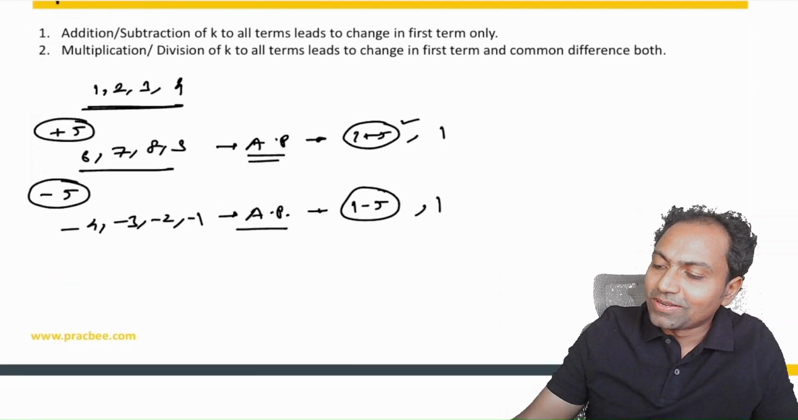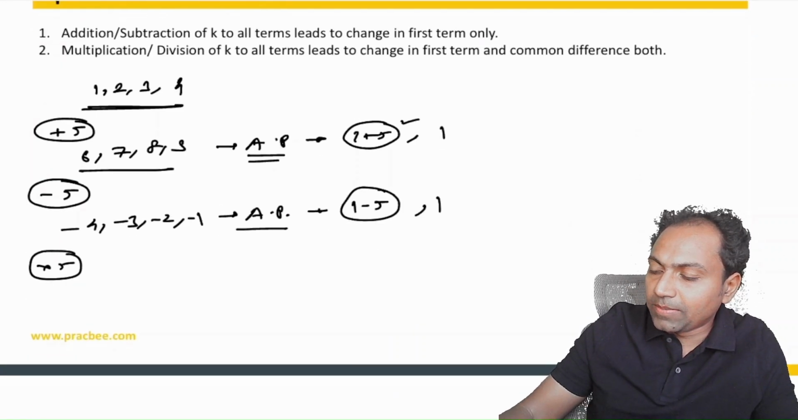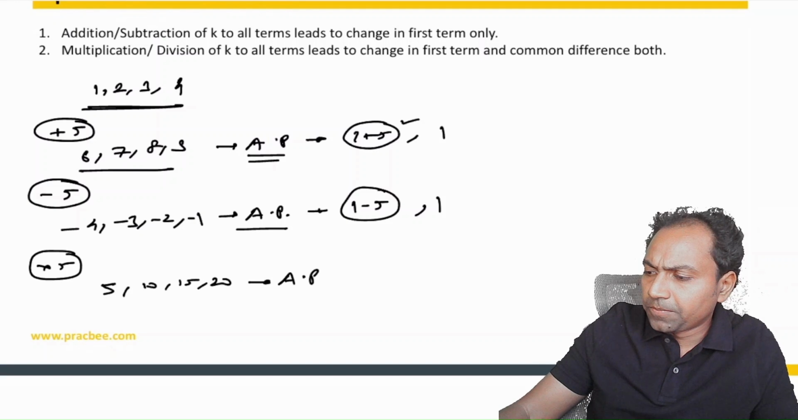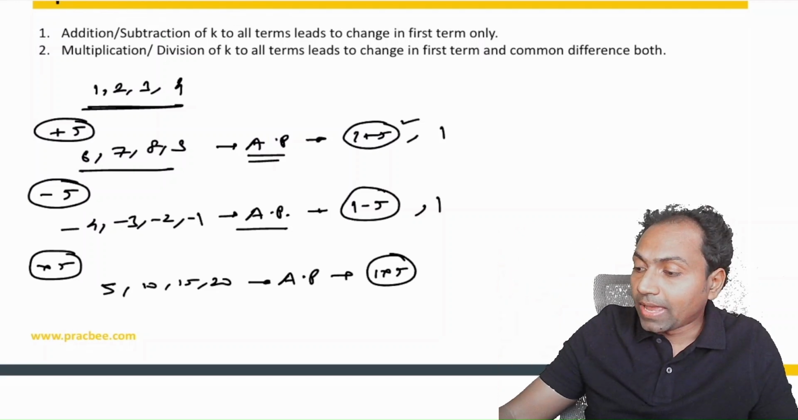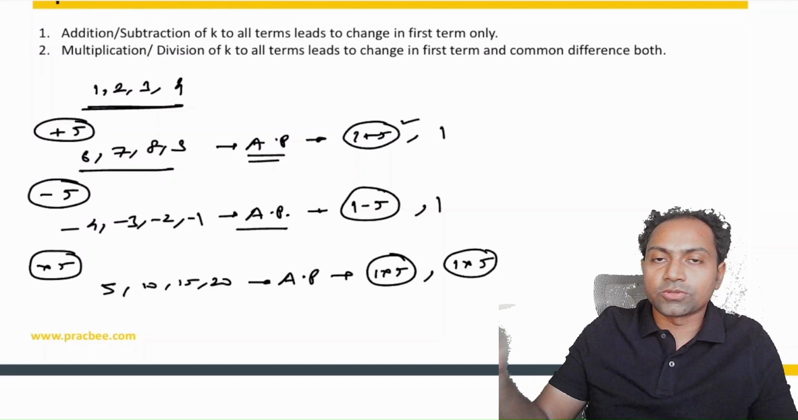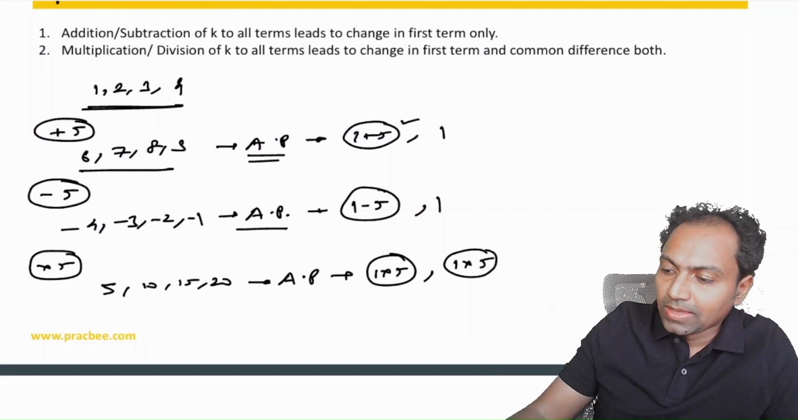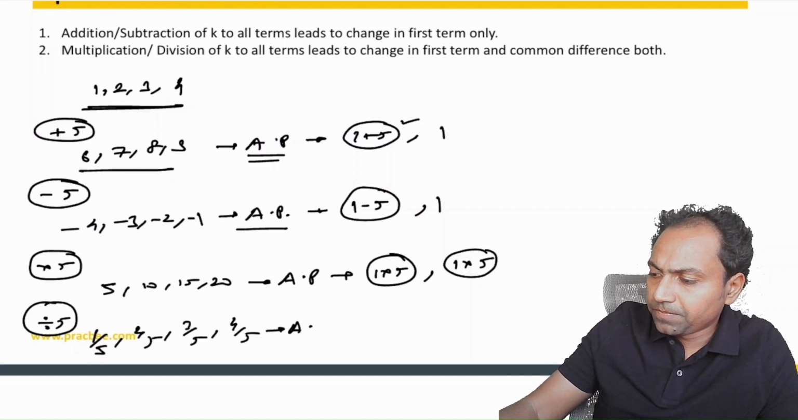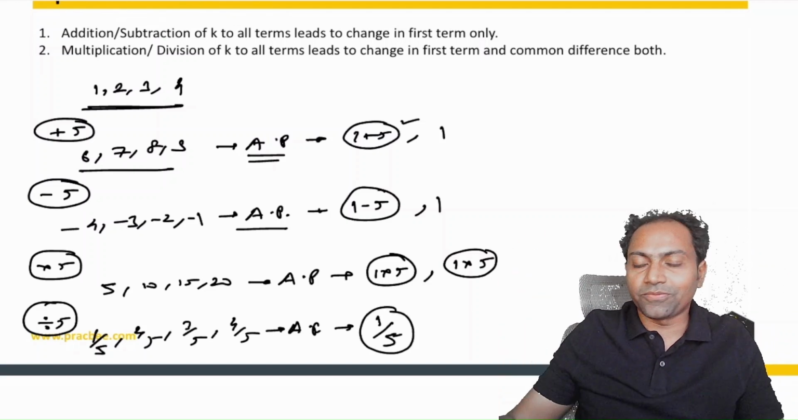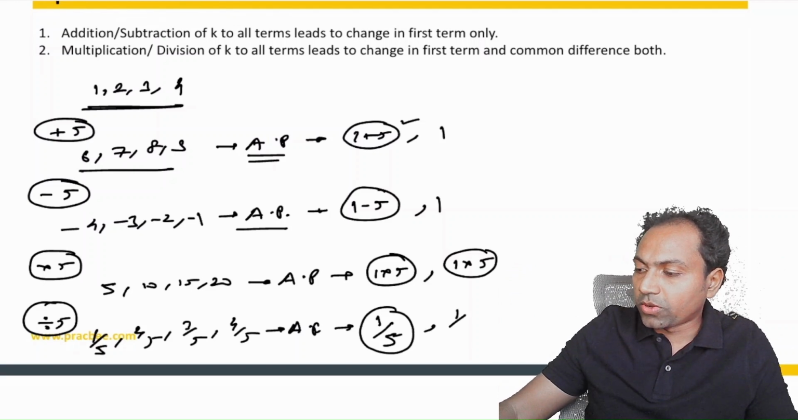And if you move further and multiply by 5, the same AP becomes 5, 10, 15, 20. Still in AP, but now the first term has become 5 times because the constant was 5. And the common difference has also become 5 times. So now both of them are getting multiplied by that constant. And if I divide by 5, let us see what happens. It becomes 1 by 5, 2 by 5, 3 by 5 and 4 by 5, still in AP. But the first term has become 1/5 of its original value, and the same goes for its common difference.